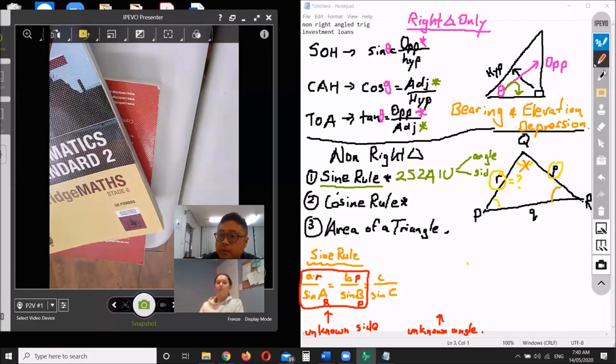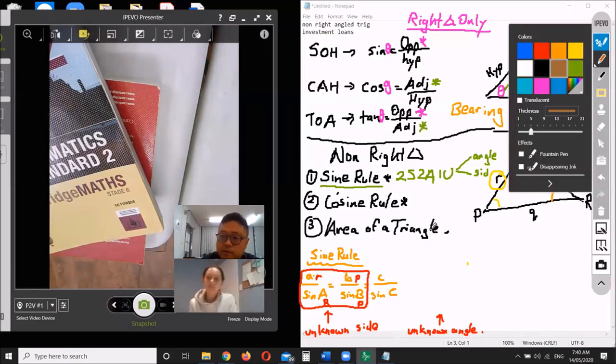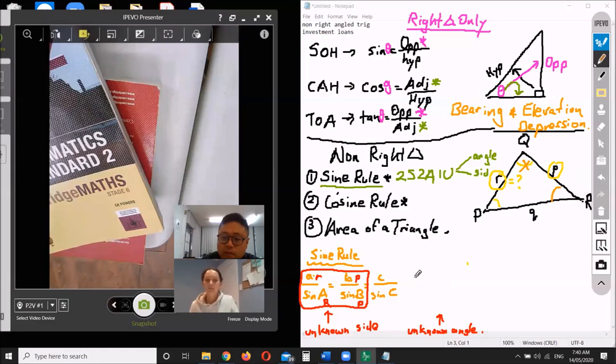Okay, cool. So what we're going to do is maybe let's use brown. What would this formula now look like if we were to find an unknown angle? Just in general. Sine capital A over little a is equal to sine big B over little b equals sine big C over little c. Got it?